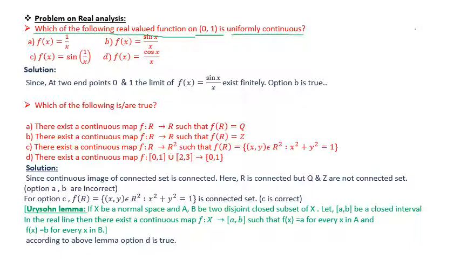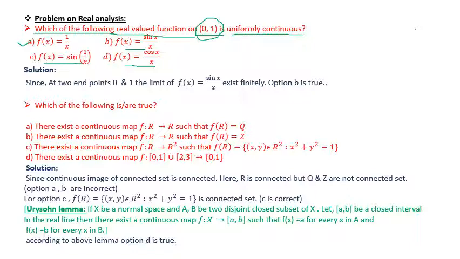And the options given below are: the first option, f(x) = 1/x. The second option, f(x) = sin x / x. The third option, f(x) = sin(1/x), and the fourth option, f(x) = cos x / x. So which of these real valued functions on the interval (0,1) is uniformly continuous? To solve it, you have to know a simple theorem.